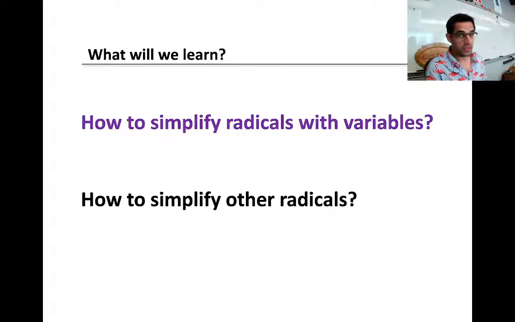And then we jump to algebra, where we abstract those ideas and extend them beyond ways that we can represent them geometrically, which is exactly what we're going to do right now. In this lesson, we're going to talk about how to simplify radicals with variables, and how to simplify radicals other than just square roots. So far we looked at square roots. Now we're going to look at higher order roots.